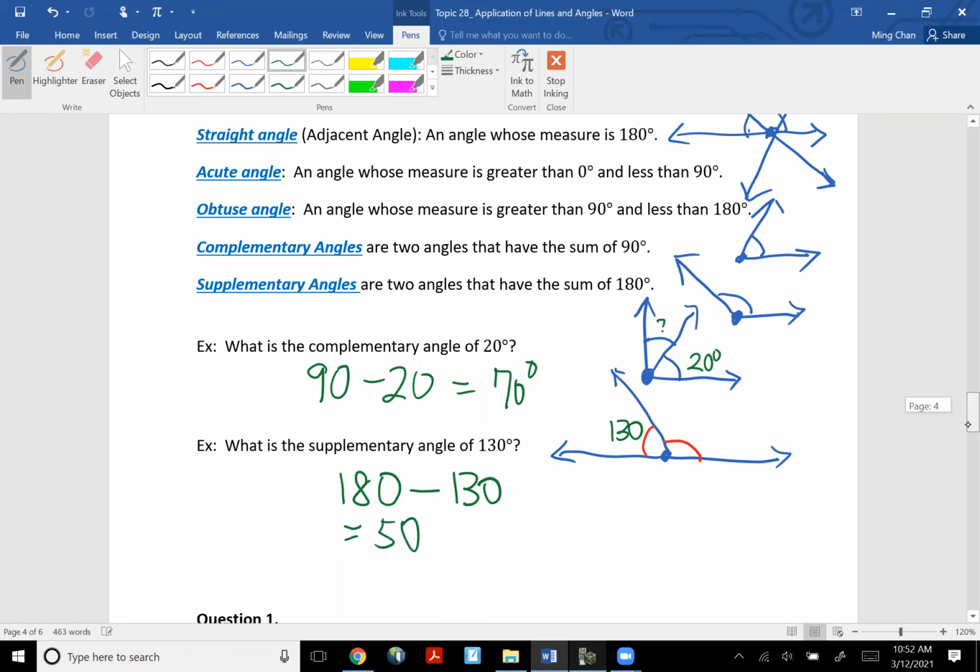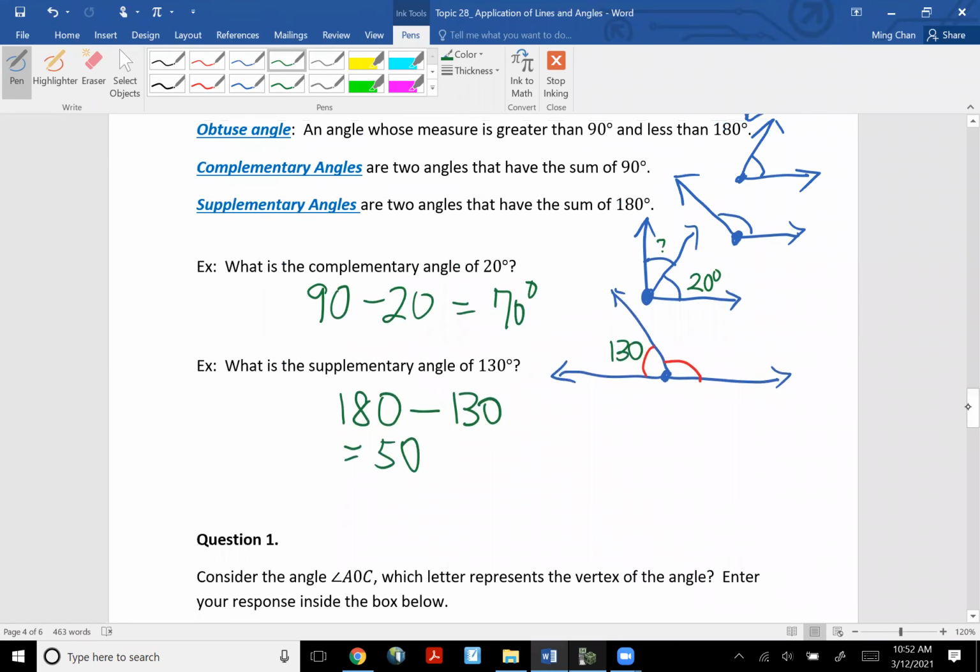Okay. Now I want you to think about this. Before we do the homework, before I go over the homework, I want you to think about this. If two angles are complementary, what's the complement of x degrees? So think about this. If I told you one angle is going to be x degrees, what do you think the other one will be?